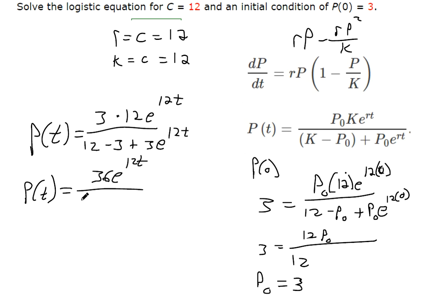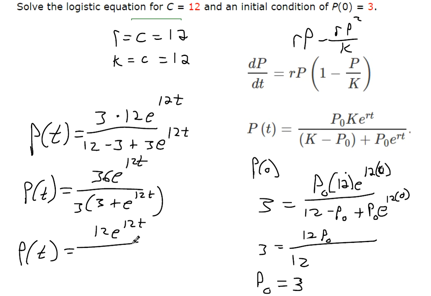Let's factor out. What can we factor out there? Let's factor out a 3 from the denominator. So this is 9 divided by 3 makes 3 plus e to the 12t. And so you can simplify that a little bit more because 36 divided by 3 just makes 12e to the 12t over 3 plus e to the 12t.